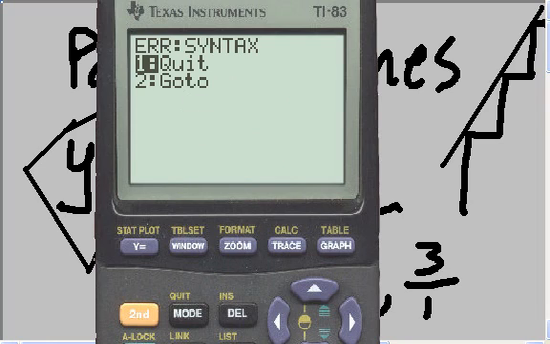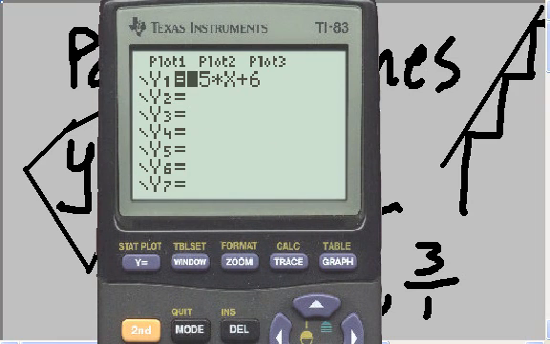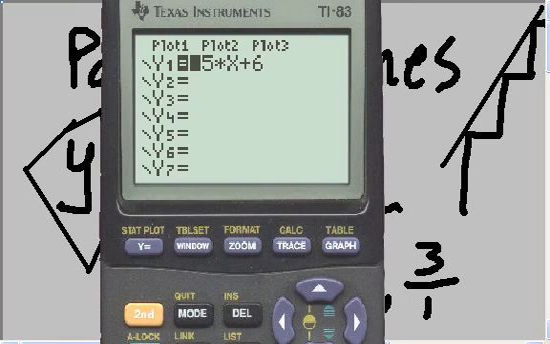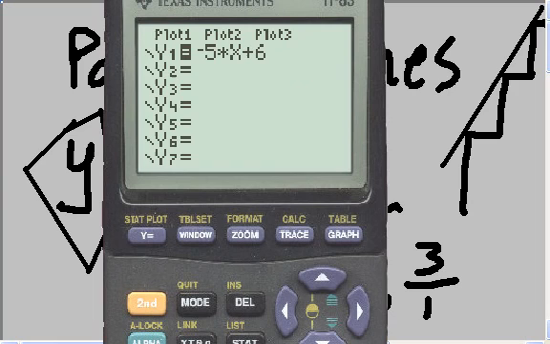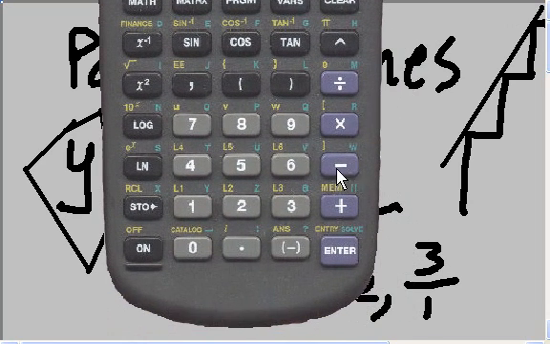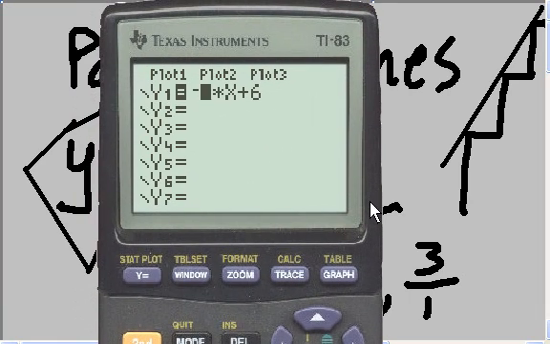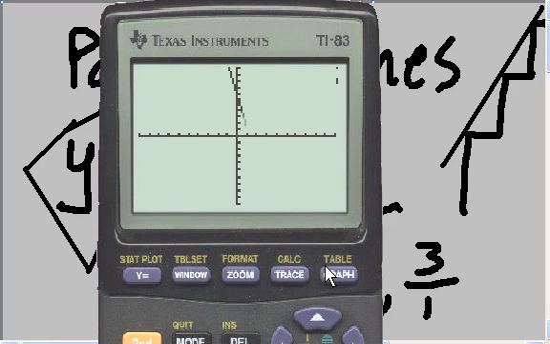Whoa! All right, what did I do wrong? Oh, I know what I did wrong. I put in the wrong negative. That's a subtraction symbol. I should have put in a negative sign. On the calculator, this is the subtraction sign. This is the negative sign. They're separate symbols. And if you hit the wrong one, you're in trouble. And I just did. So now, negative 5 times x plus 6. Now this should work. And, wow, it worked. There's your negative 5 slope.